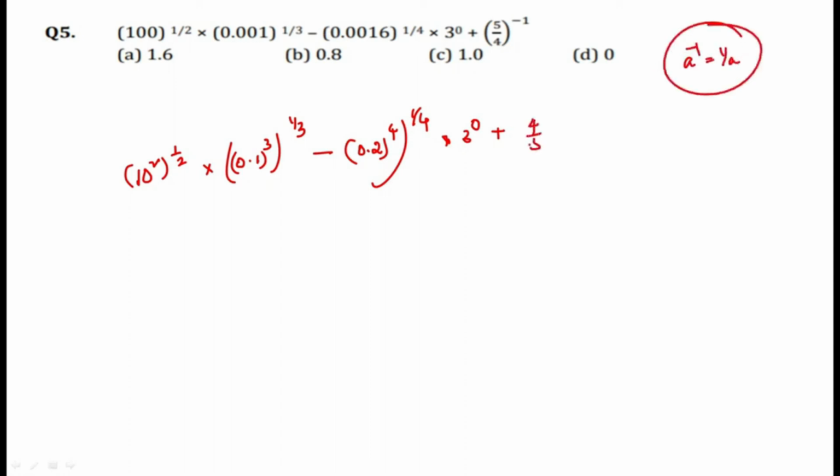The same way you can split the value, it's (4/5)^1. Now you can cancel all these numbers. Now 10 into 0.1 is equal to 1, minus 0.2 into 3^0 is equal to 1, and 4 by 5 value becomes 0.8. Now the final value is 1 minus 0.8, so it's 0.8 plus 0.8. Now the value becomes 1. So 1 point.